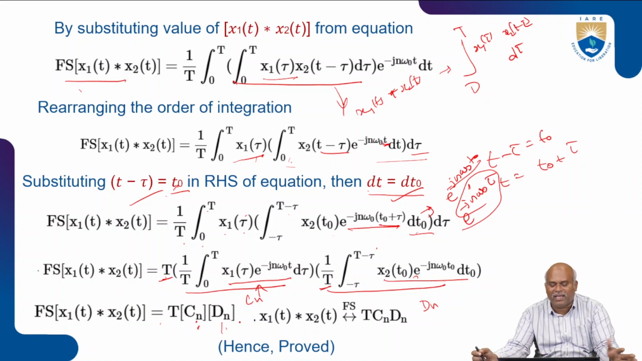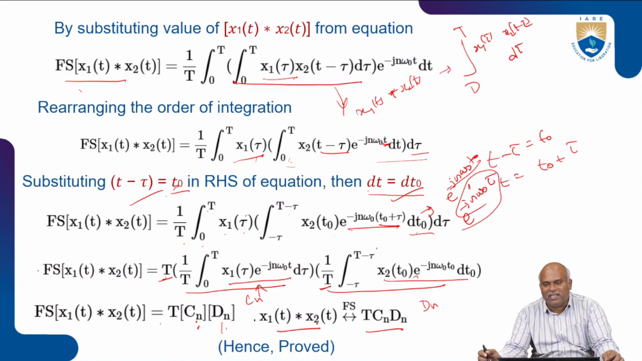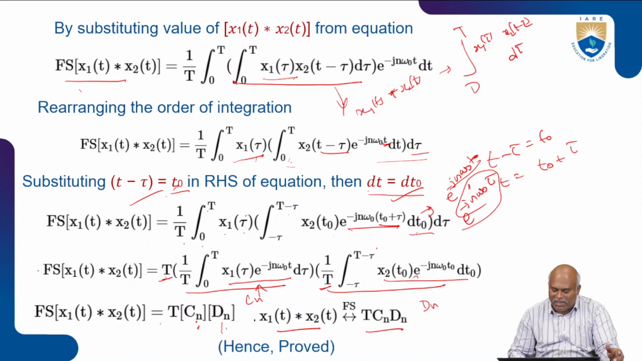Okay. Now finally we can represent the convolution property of Fourier series: x1 of t convolution x2 of t, take the Fourier series, we represent as capital T c of n d of n. So if we convolve, the Fourier series will produce a multiplication with the fundamental period.